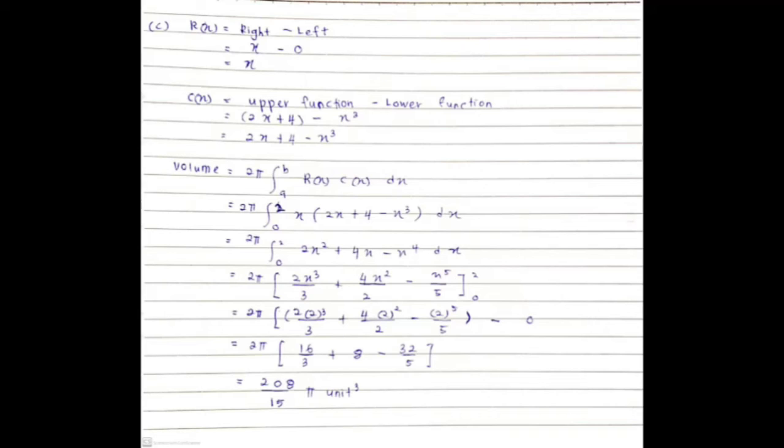So C(x) equals upper function minus lower function. The upper function is 2x plus 4 minus x cubed. And we got 2x plus 4 minus x cubed.